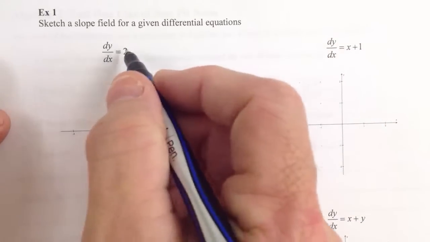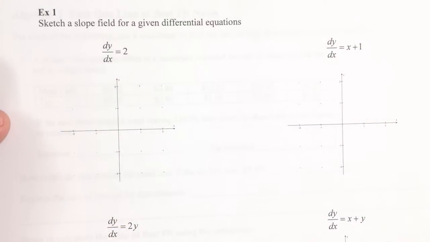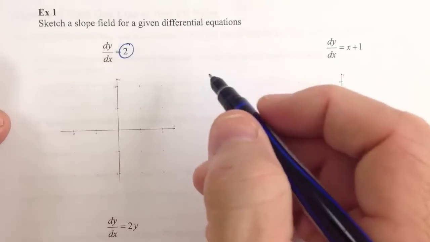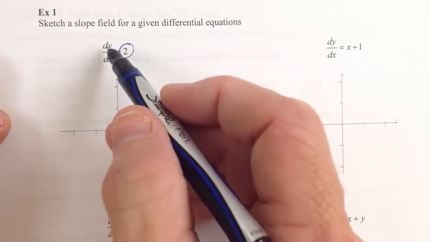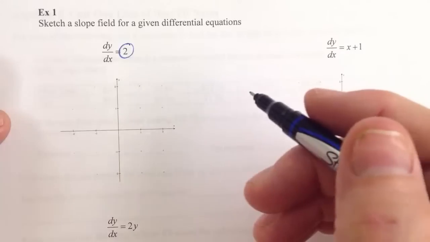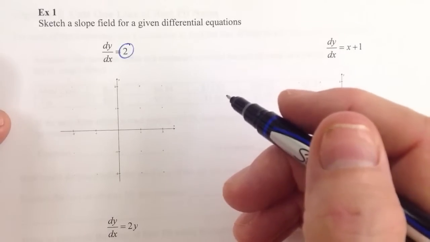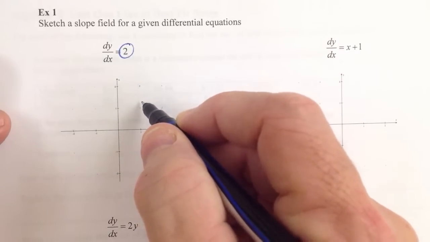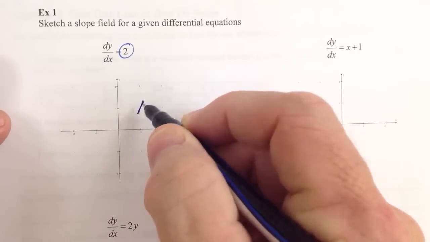Here we have a differential equation. It's a differential equation because it has a derivative in it. And this is a first order differential equation because it's just dy/dx, or y prime. If dy/dx is equal to 2, then the slope of y is always 2. If the slope of y is always 2, then if x is 1 and y is 1, let's say, the slope is 2. That would look about like that.